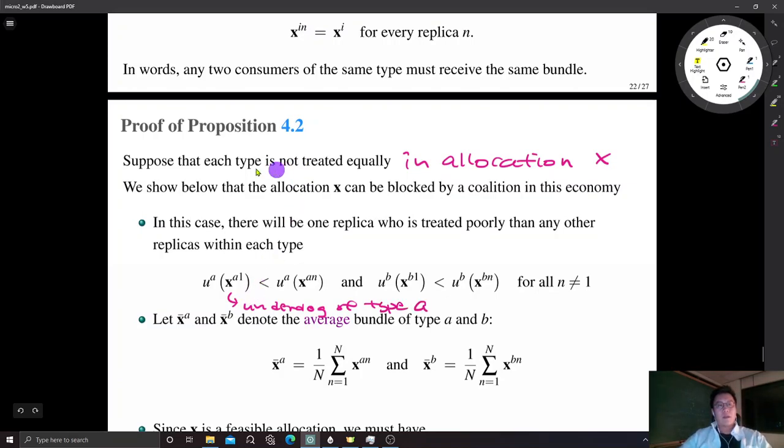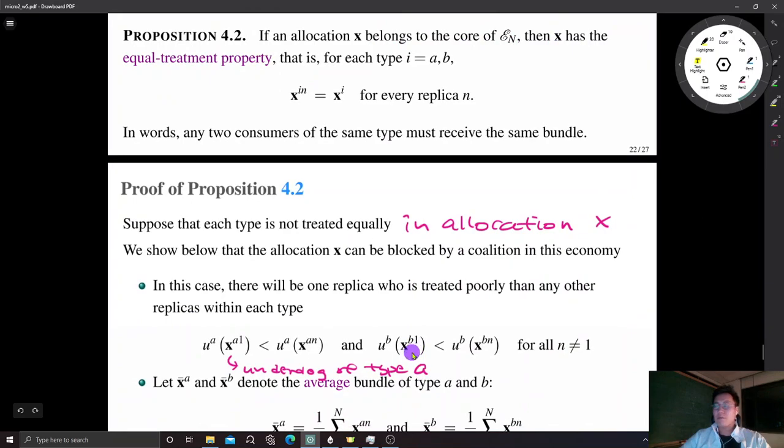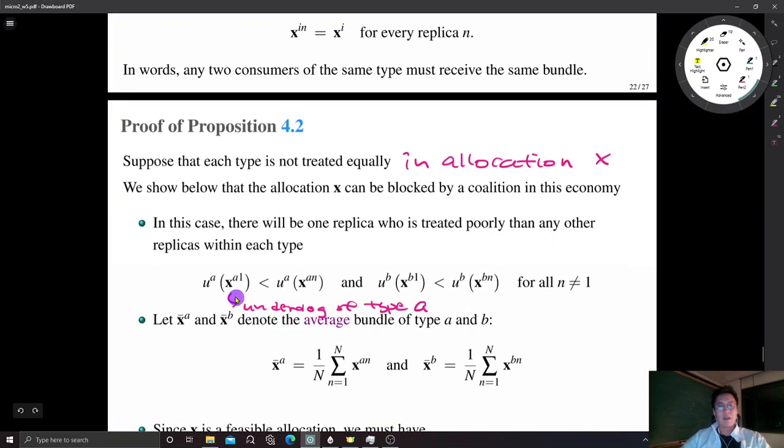And similarly, in type B, these N consumers are not equally treated. So there must be one replica in type B, the underdog of type B. And without loss of generality, let me call that the first replica. So the first replica in each type is treated most poorly, meaning that in terms of the utility function, the allocation assigned to the first replica yields the lowest utility in type A. And similarly in type B, the allocation assigned to the first replica in type B yields the lowest utility.